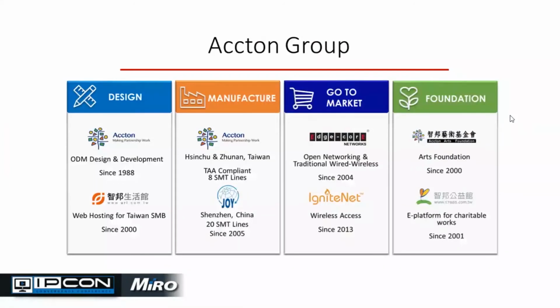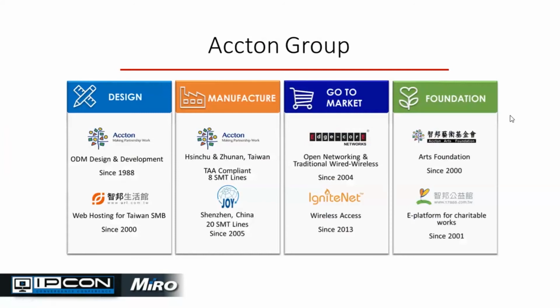So the Acton group, just to try and summarize the different components of this group in the simplest way possible. They've got a strong focus on design, so the R&D development side of things, and that gets pulled through from the Acton group. They also do web hosting for Taiwan small to medium-sized businesses as well. They are a large-scale manufacturer, as I mentioned, with multiple locations in Taiwan and China, and a number of go-to-market brands that they own.